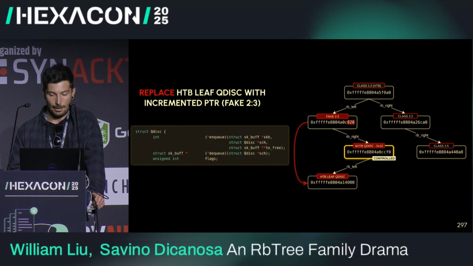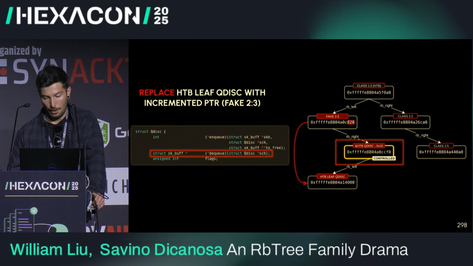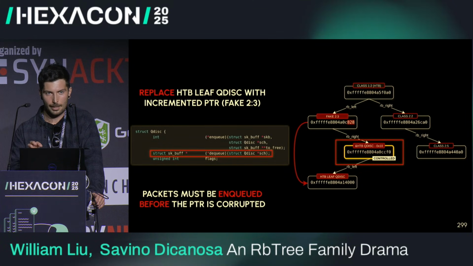Now, the idea is that if we manage to overwrite the HTTP QDisc pointer with the incremented pointer, then we can use the controlled quad word to fake a dequeue function pointer. But here we have a problem, because we cannot control the first quad word, which is the enqueue function pointer. So we need to find a workaround, and I managed to create a sort of delayed trigger, because we want to enqueue packets before corrupting the pointer.